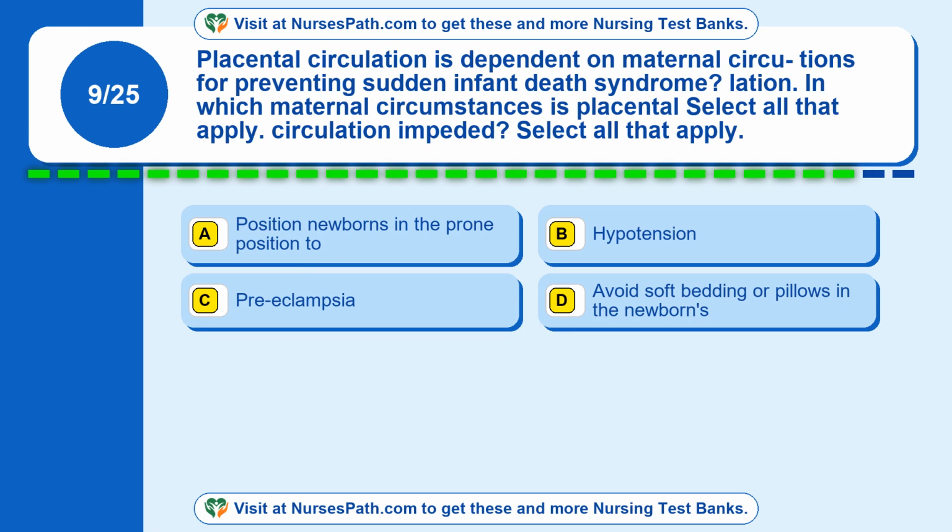Question 9. Placental circulation is dependent on maternal circumstances. In which maternal circumstances is placental circulation impeded? Select all that apply.